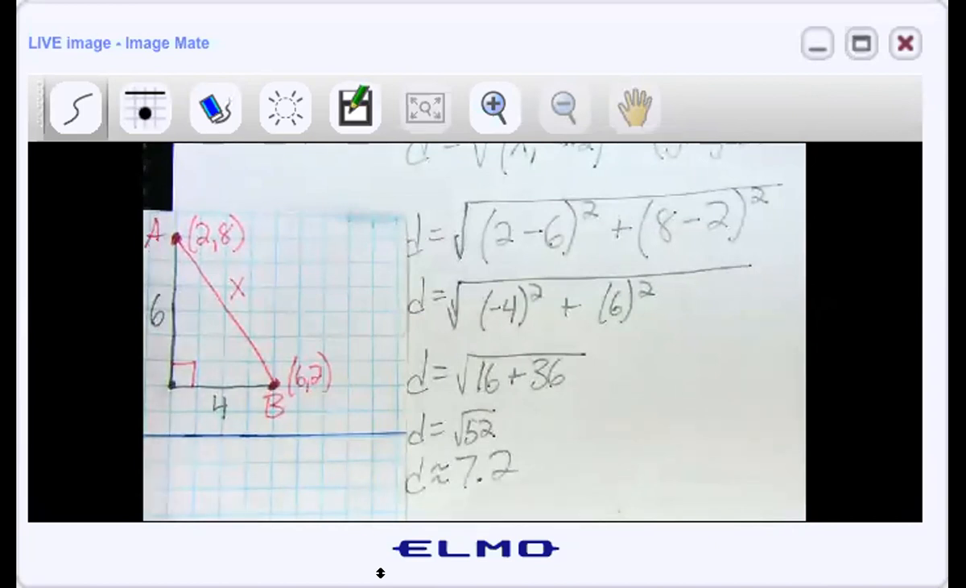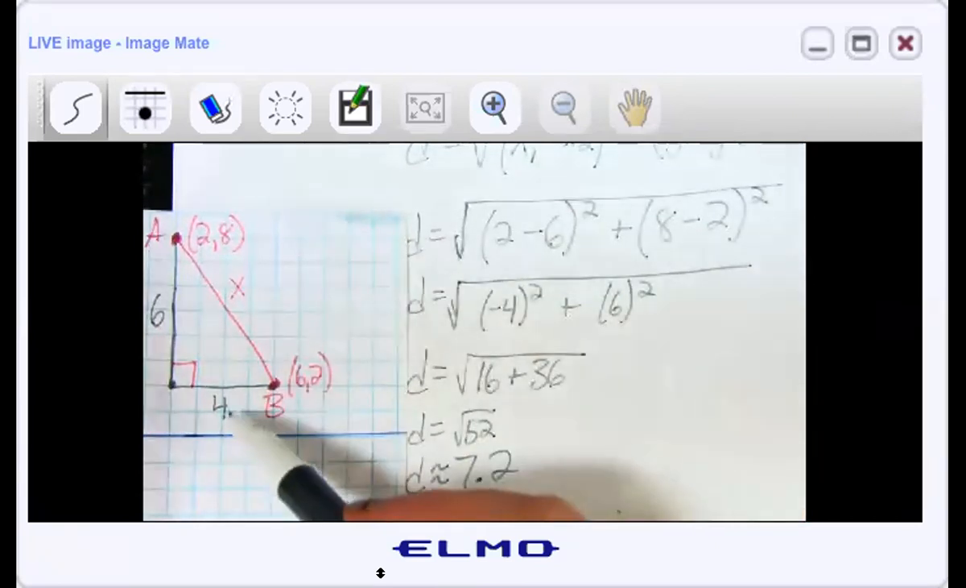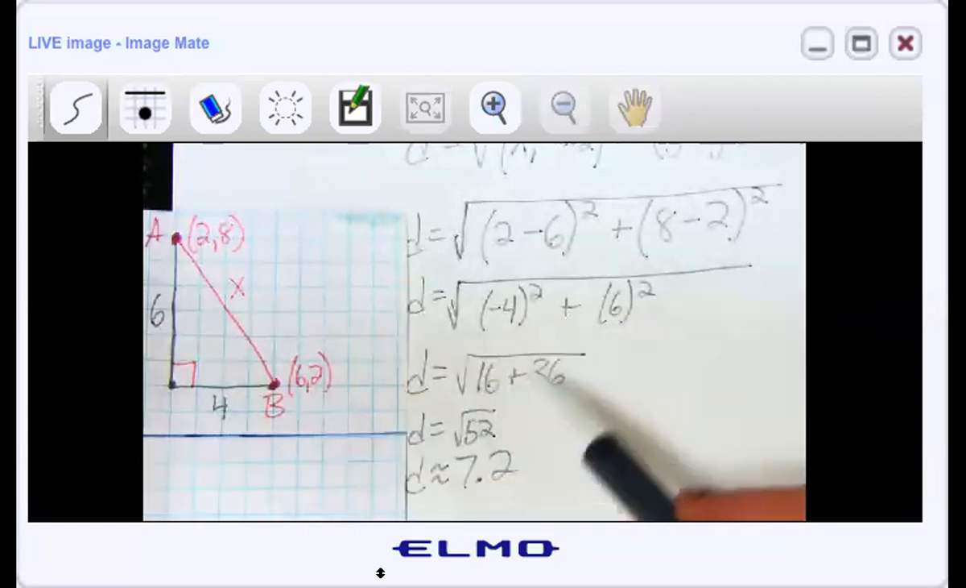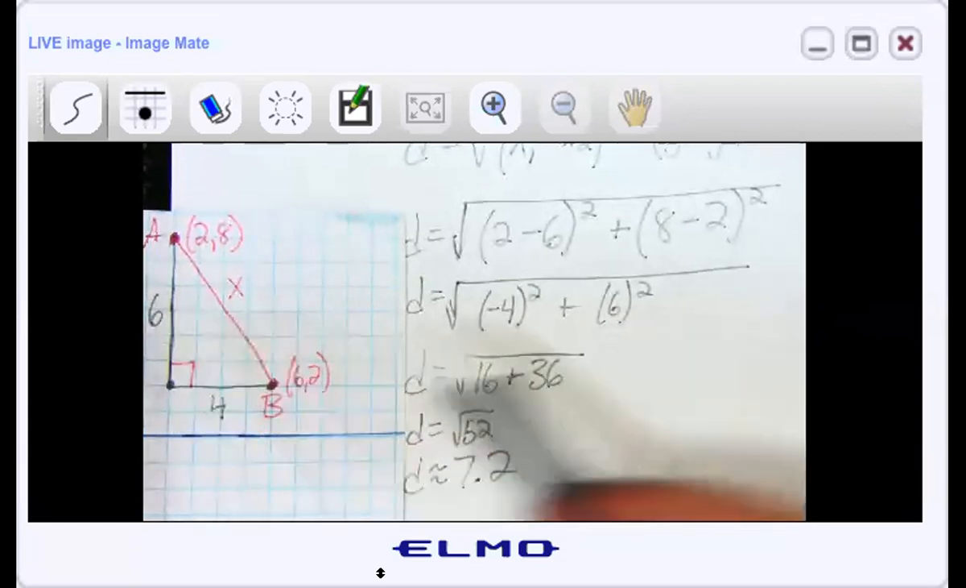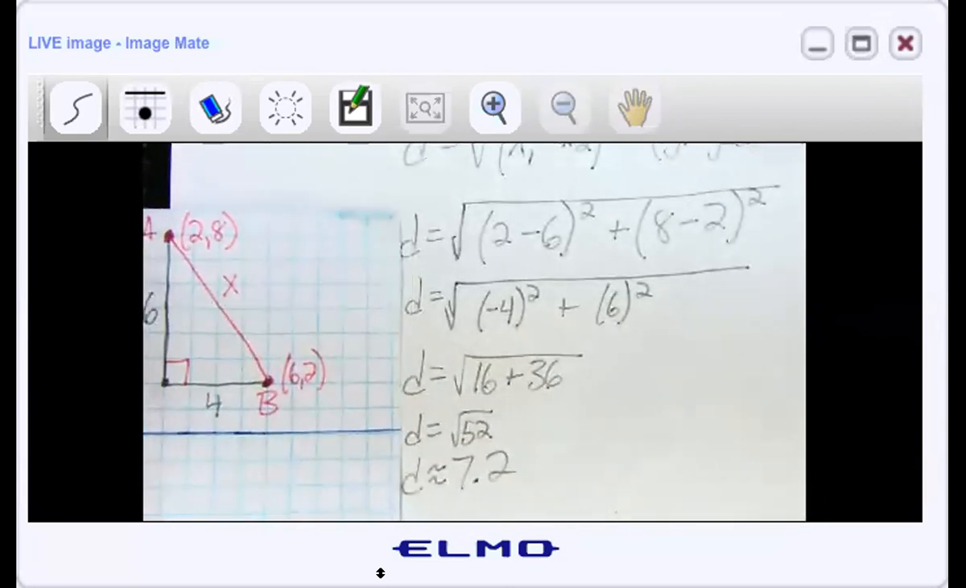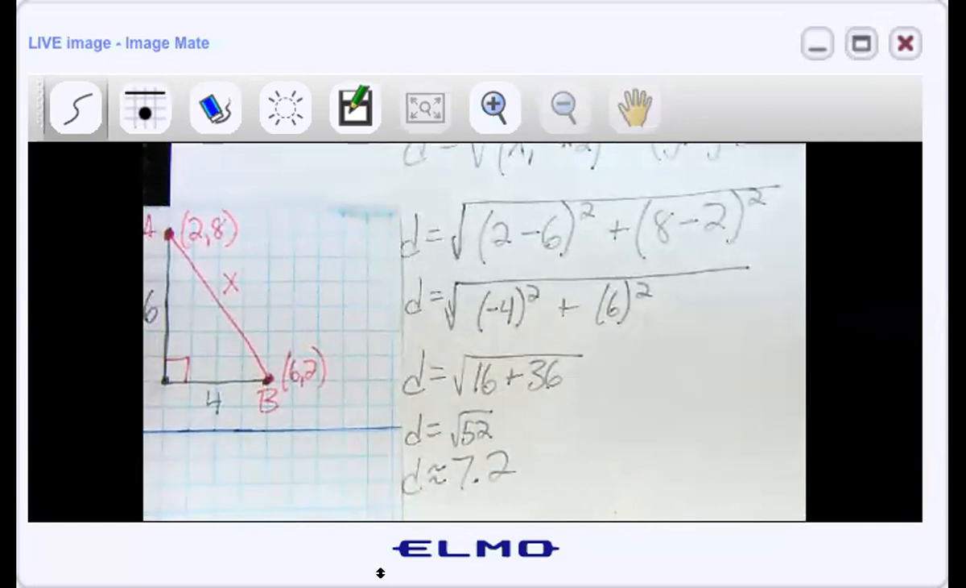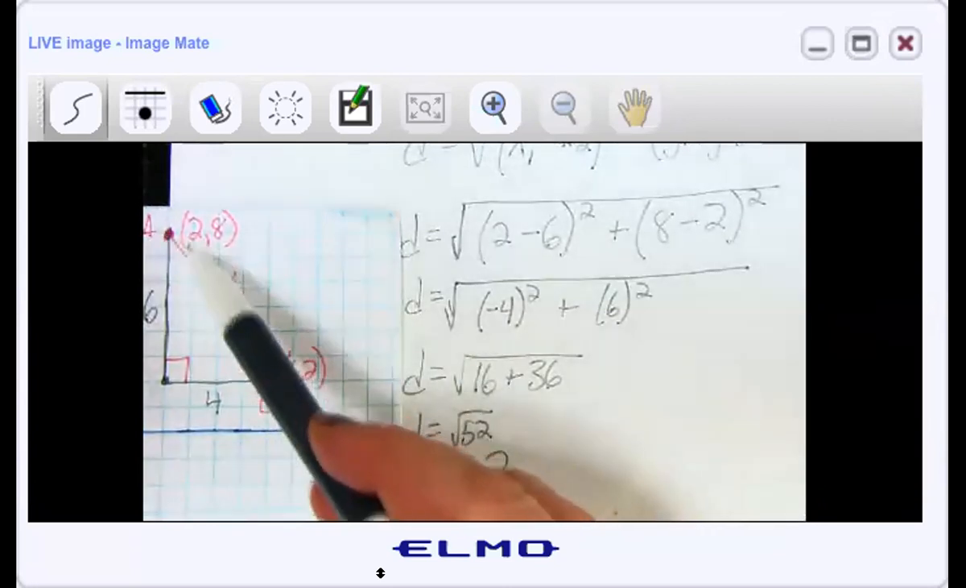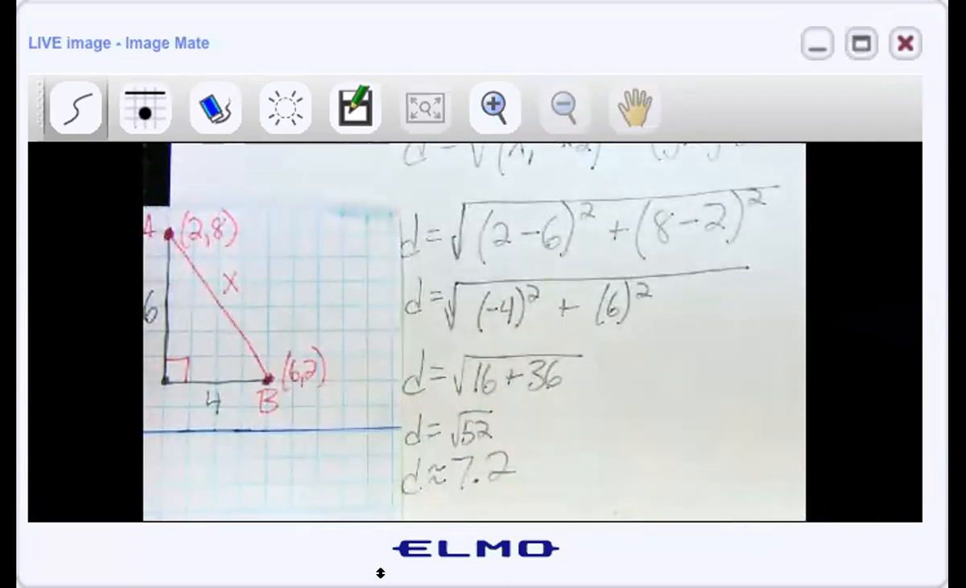And think about it, when I do Pythagorean theorem over here, I'm going to be doing 4 squared or 16, 6 squared, 36. I add them together and then I take the square root, don't I? So what's so neat is that the distance formula is the Pythagorean theorem. It's just written in a way so that I can use it very easily with ordered pairs. And now I know the length of this red line, right? I wouldn't have known it otherwise.